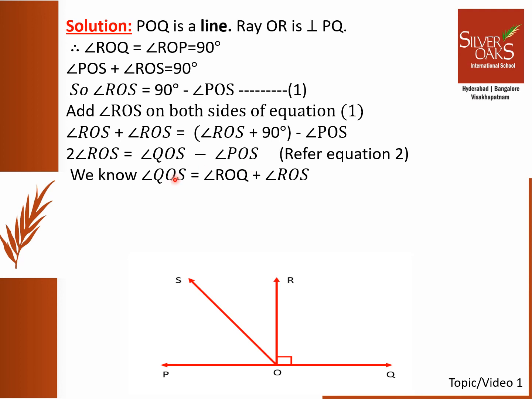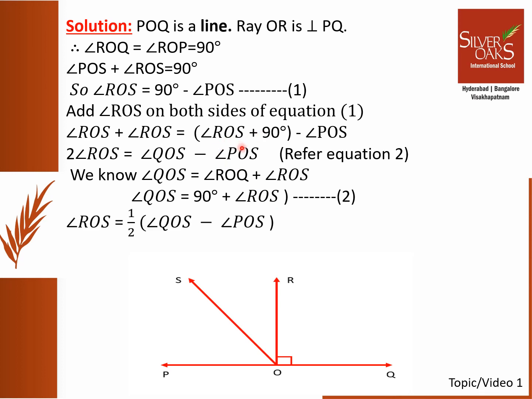Finally, I am getting, you can refer to this. You should write this. Angle QOS is ROQ plus ROS, and ROQ is nothing but 90 degrees, so QOS is 90 degrees plus ROS. This we have replaced. Finally, I get my answer. ROS is half of angle QOS minus POS. Understood? Hence proved.